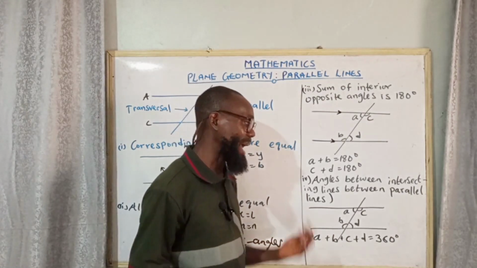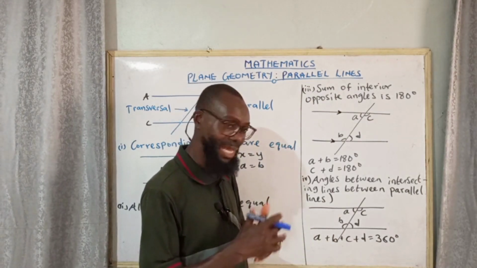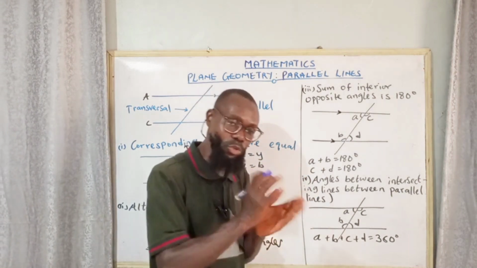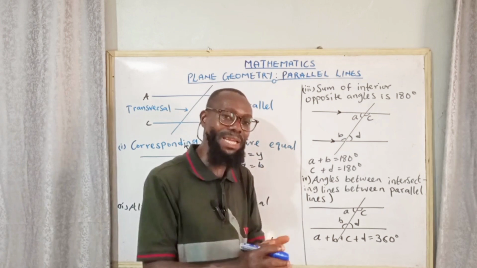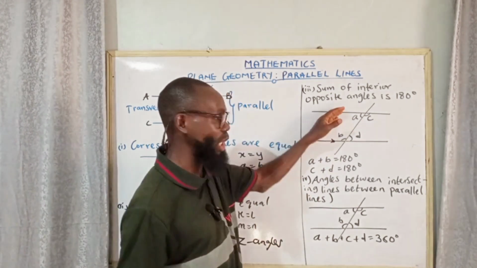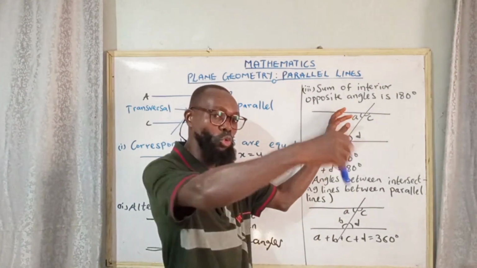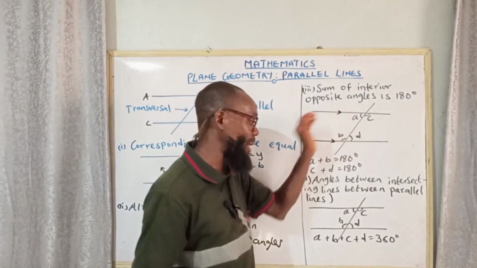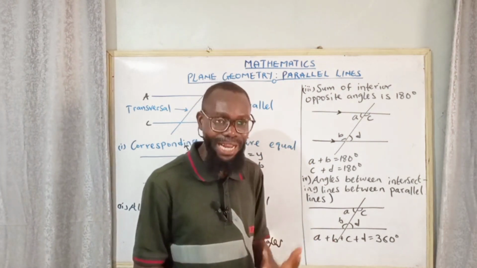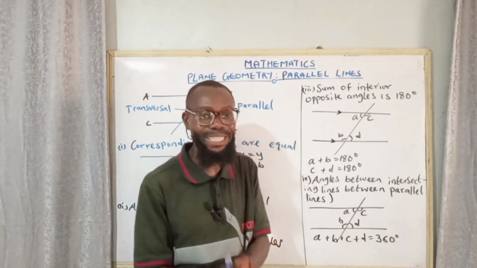The last one, angles between intersecting lines, between parallel lines. When you sum up the angles between an intersecting line and parallel lines, those angles will be equal to 360 degrees. Here we say sum of two interior angles will be equal to 180 degrees. But when the angles are more than two, three, four, and so on, and they are interior angles as well, they are going to be equal to 360 degrees.